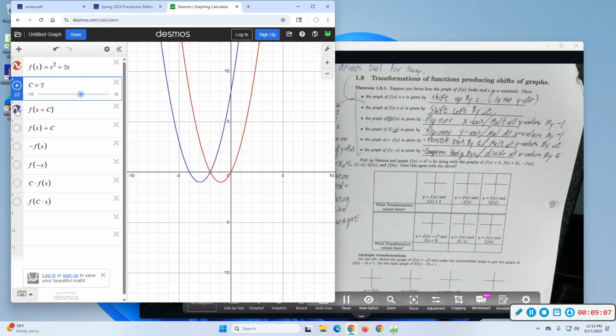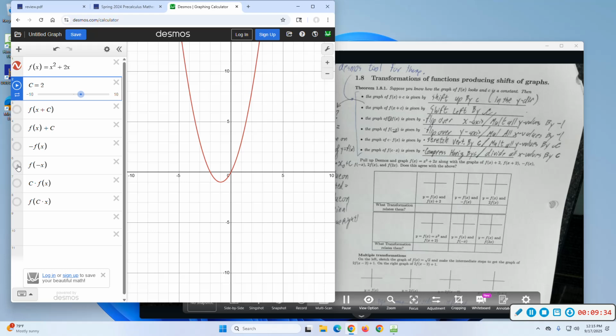Next one is f of x plus c. We already saw that went to the left. Oh, so if c is negative, if you go to the left by a negative, that means you've gone to the right. Negative f of x, we said that should flip over the x-axis. So all the y values should become negative. Does that check out? Nice.